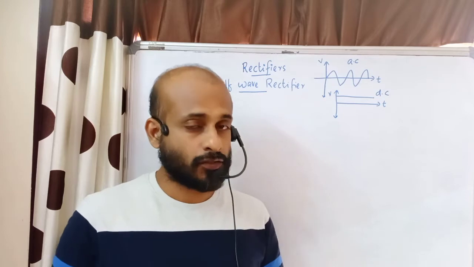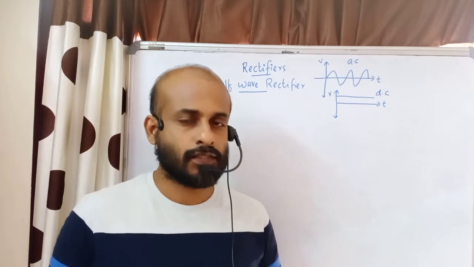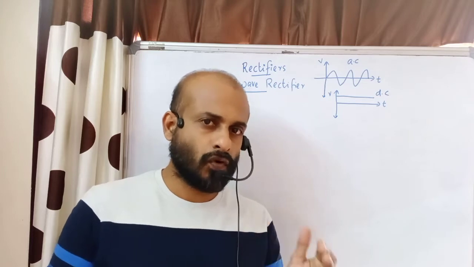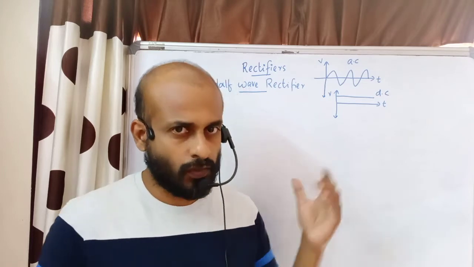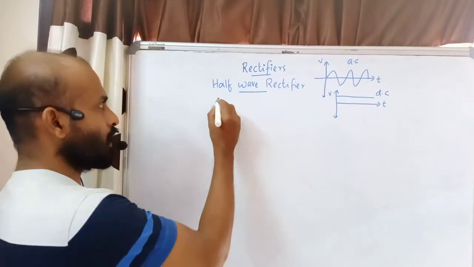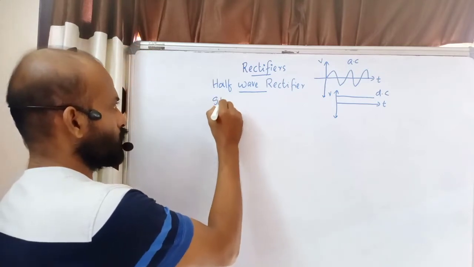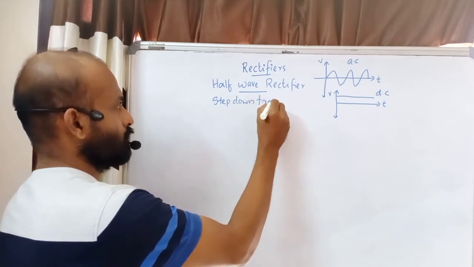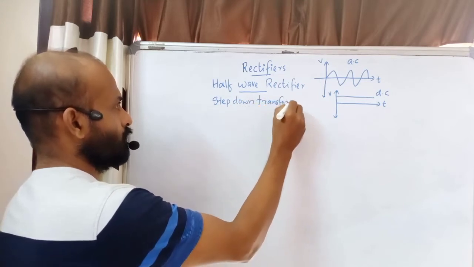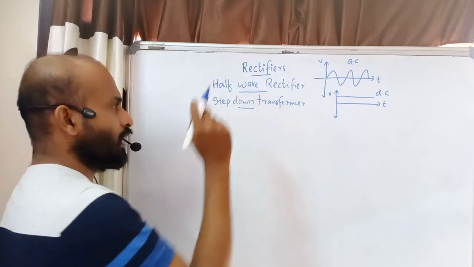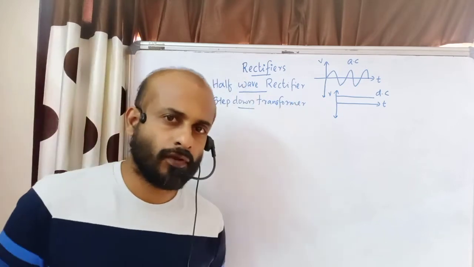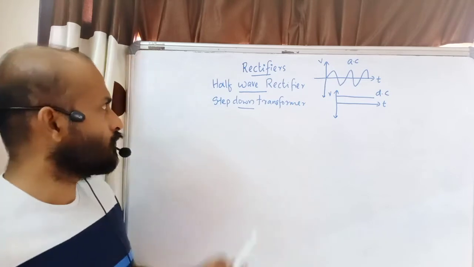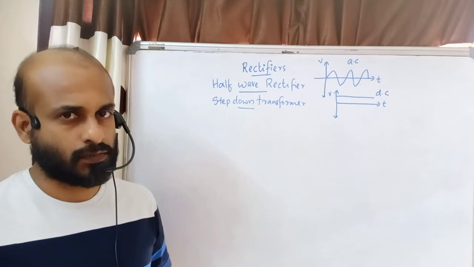Now, a rectifier mainly consists of a transformer. A transformer is used to either reduce the voltage or to increase the voltage. Here we use a transformer which is known as a step down transformer. So we have two types of rectifiers. One is a half wave rectifier and the other one is a full wave rectifier. So for a half wave rectifier we use a step down transformer.